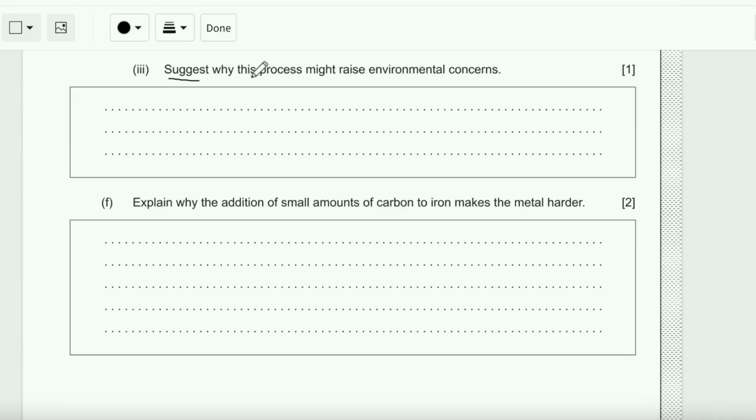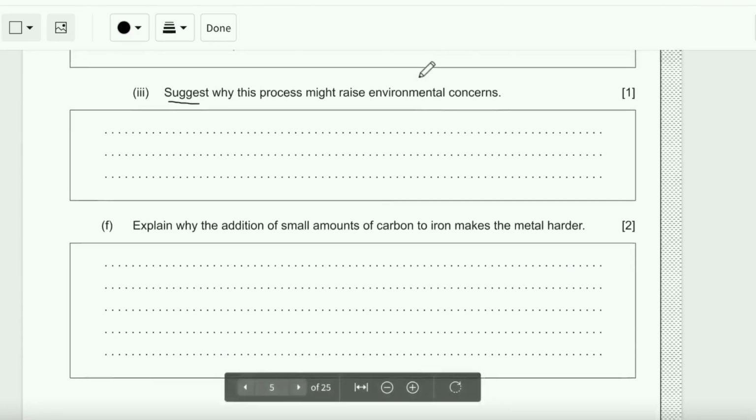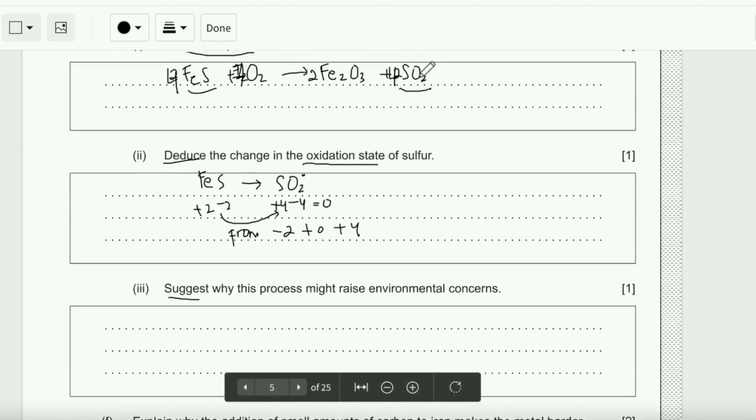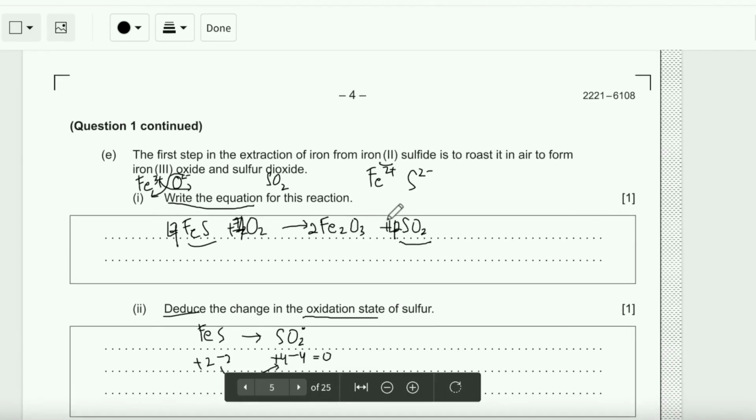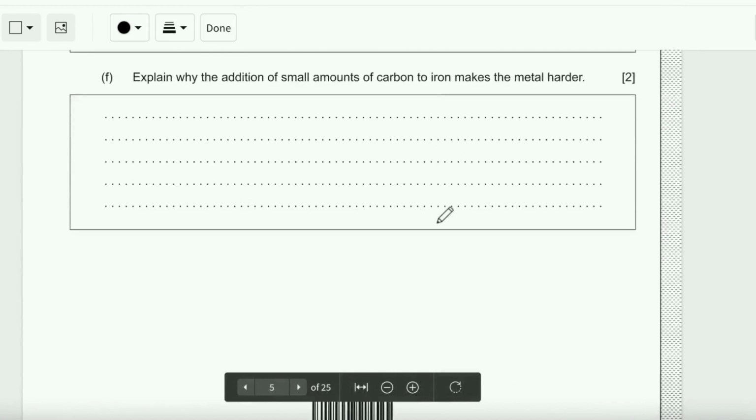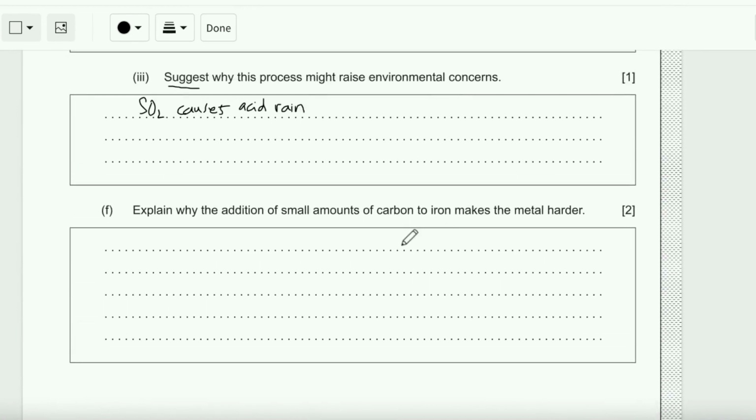Suggest. Solution or possible answer. Why this process might raise environmental concern. Anything that can cause any environmental problem? Yes, SO2. SO2 causes acid rain.